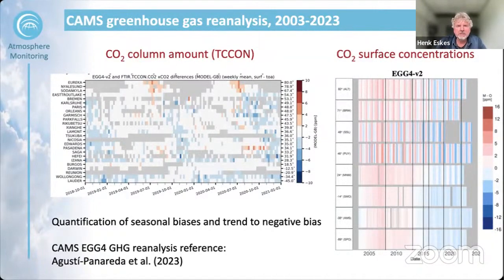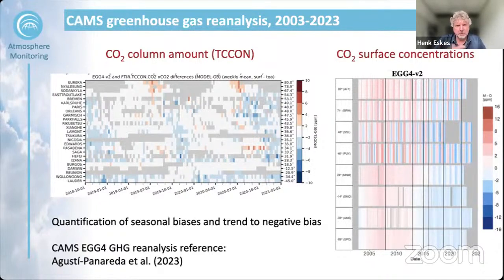Comparing, so that's the so-called EGG4 reanalysis, the fourth reanalysis for the greenhouse gases. On the left, we see comparisons with the TCCON, a very important network for total columns of CO2, to evaluate those. And on the right, you see the comparisons against surface concentrations, ranging from the top, which is close to the North Pole, and the South Pole is on the bottom. So you basically get a latitude cross-section versus time.